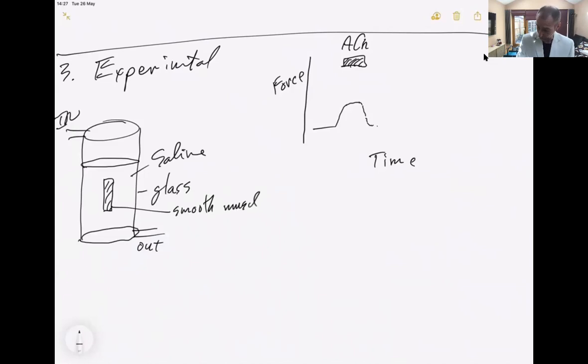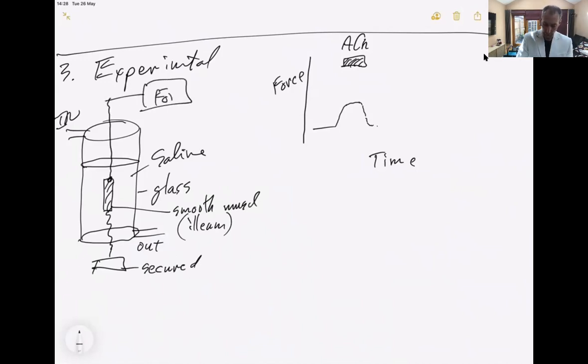And this will be from the ileum, so the small intestine. You'll be doing some of those experiments in your pharmacology practicals next year. Then we take thread, surgical thread, tie it off, and secure it at the bottom so this doesn't move. Secured.